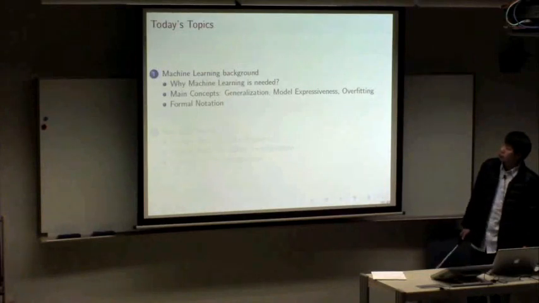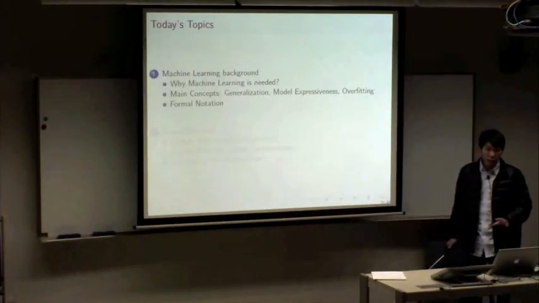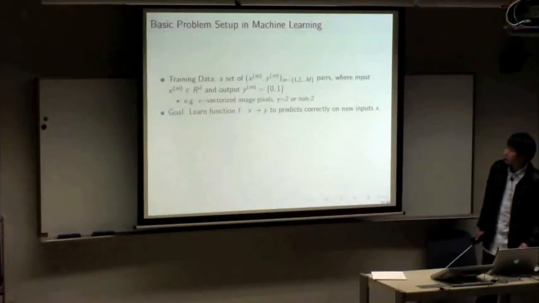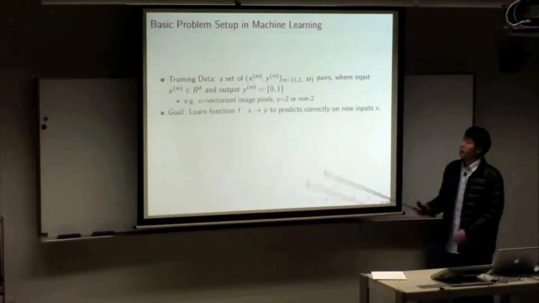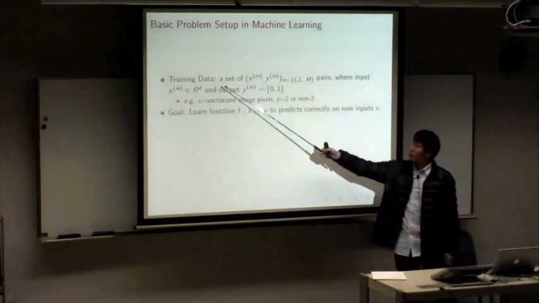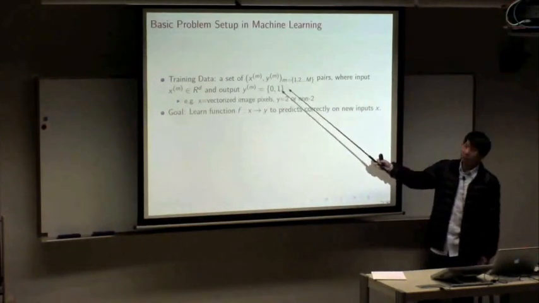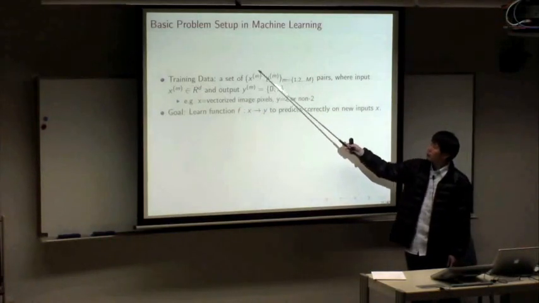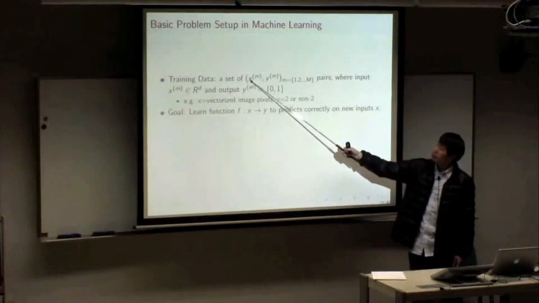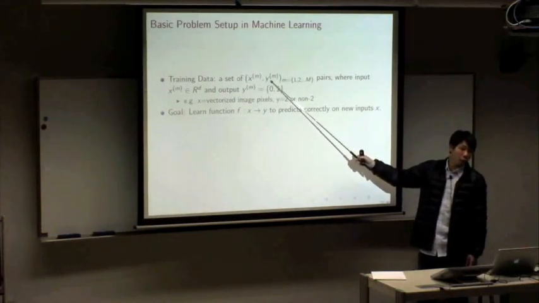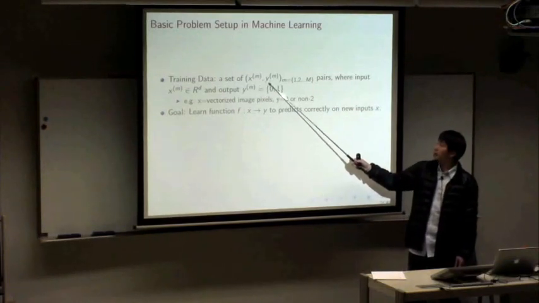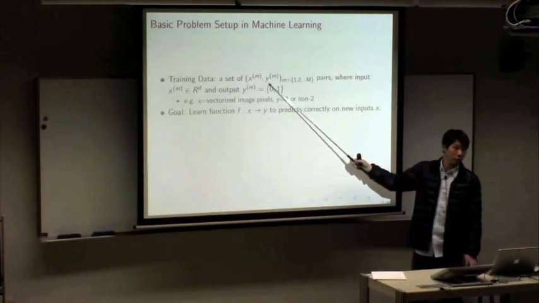Okay. So now let's actually talk about things in more mathematical detail. This is the setup we have. We are given the training data, and training data is a set of pairs, x and y. X is the input, and y is the output. So you can think of maybe x is the image, and y is the label of is this 2 or not 2.